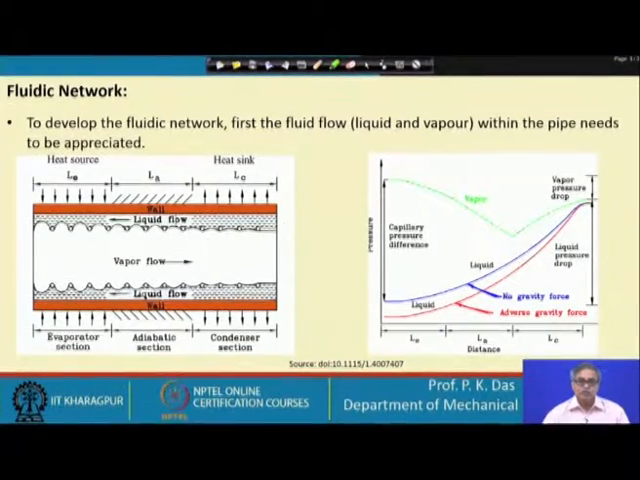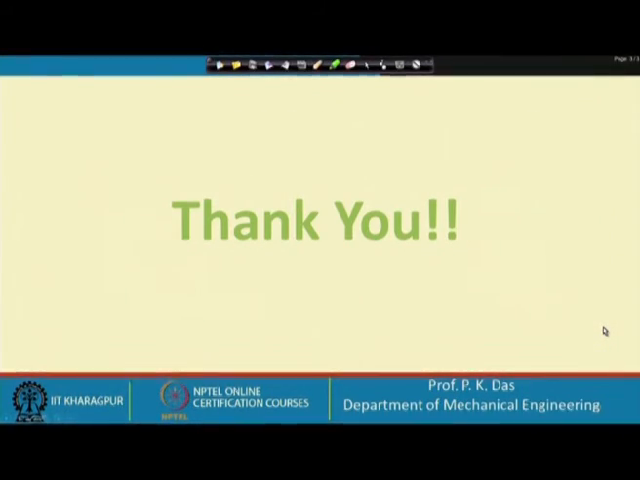Just now I have introduced what we need to do. So, I would like to end this lecture over here. In the next lecture we will take the reference of these two diagrams and again start from this point. So, thank you for your attention.